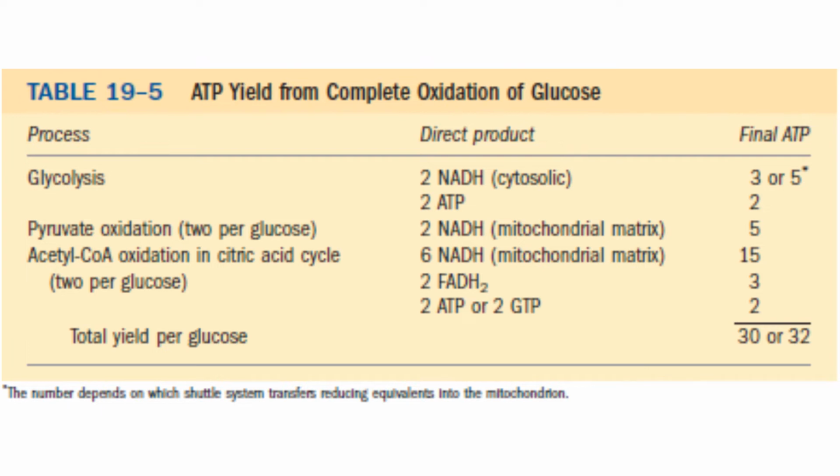If we say that 2.5 molecules of ATP are obtained from 1 molecule of NADH, then from 2 molecules of NADH in the mitochondrial matrix, we get 2 into 2.5 is equal to 5 molecules of ATP. Then why in glycolysis 2 cytosolic NADH molecules are giving rise to 3 or 5? Because from the cytoplasm, these NADH molecules are to be transported into the mitochondrial matrix. When they reach the mitochondrial matrix, they are in the form of FADH2 in some pathways. And 1 molecule of FADH2 will give rise to only 1.5 molecules of ATP. That's how these 2 molecules of FADH2 will give rise to 3 molecules of ATP.